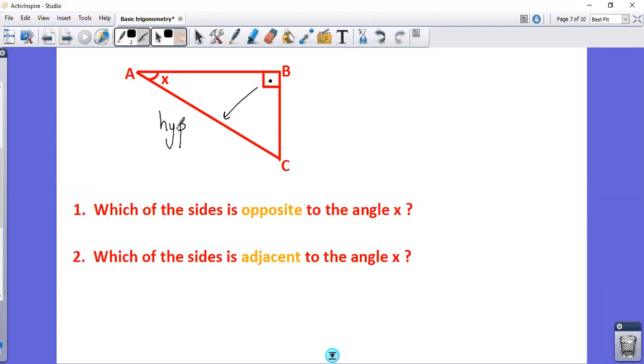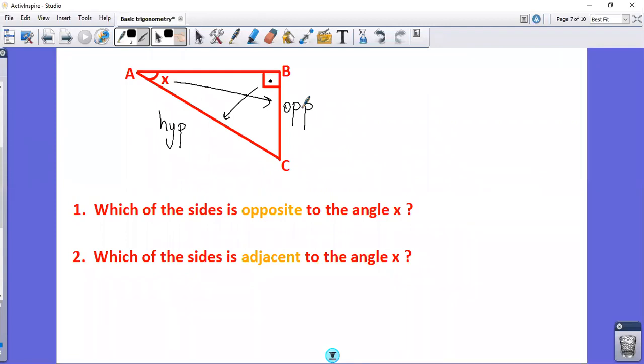So we have two sides left, the side AB and the side BC. So we are dealing with the angle X. That means BC, which is opposite to the angle X, will be the opposite side. I'm going to use OPP for opposite, okay? I think this is clear. For the angle X, the side opposite to it is the opposite side.